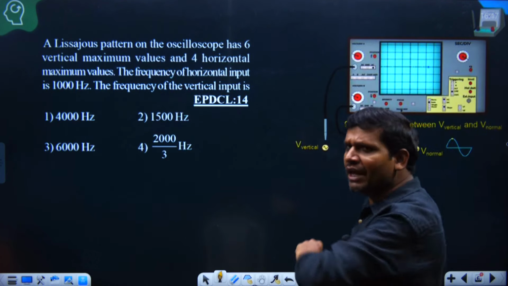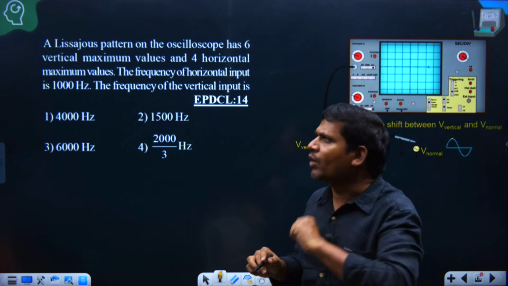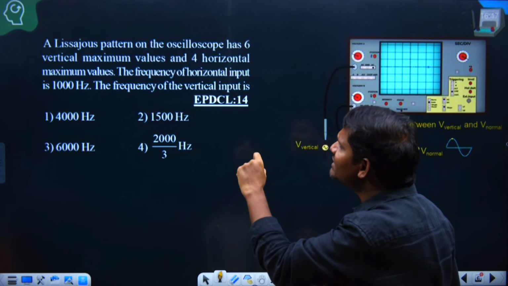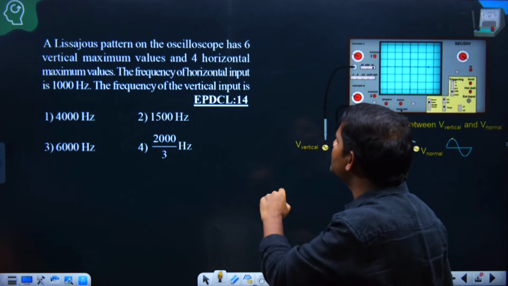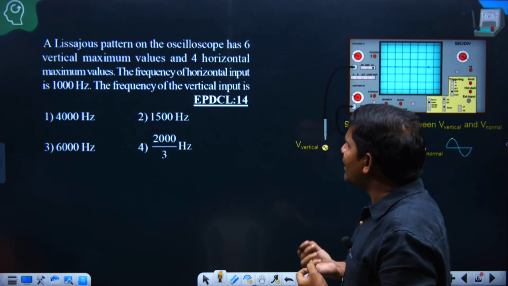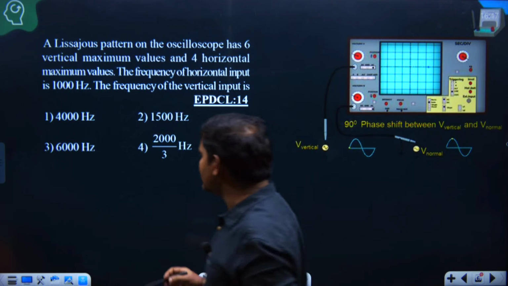This question is asked in EPDCL 2014, subject measurement, topic CRO. A Lissajous pattern on the oscilloscope has 6 vertical maximum values and 4 horizontal maximum values. The frequency of the horizontal input is 1000 Hz. The frequency of the vertical input is?